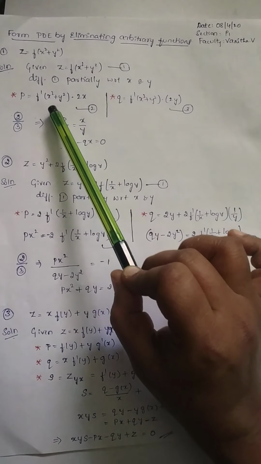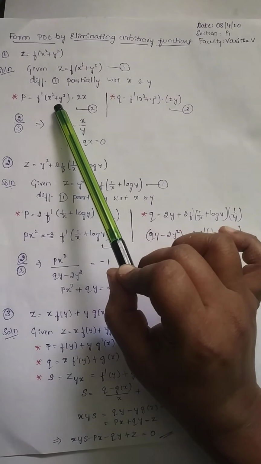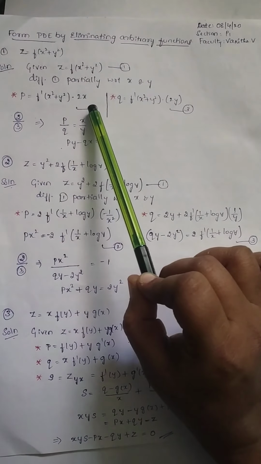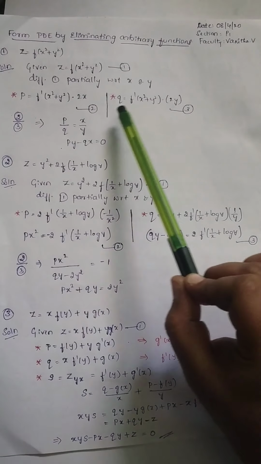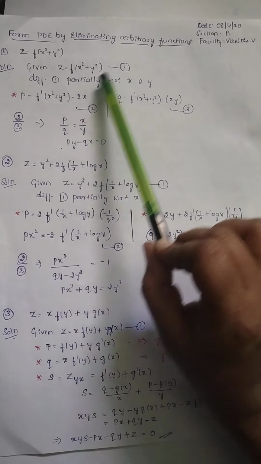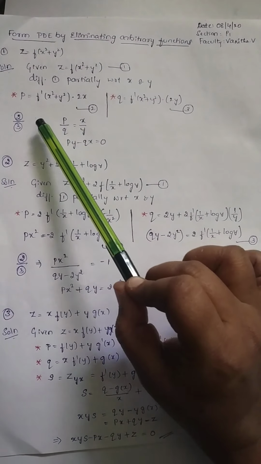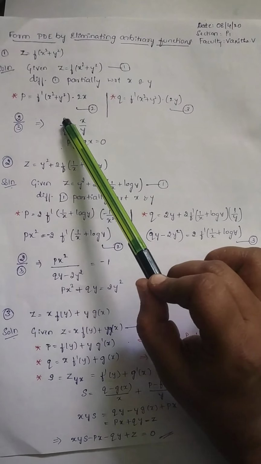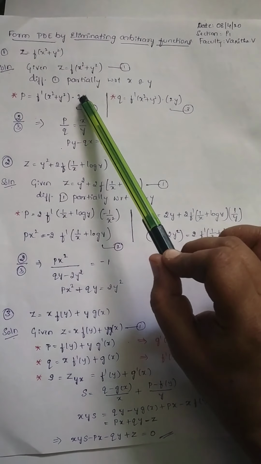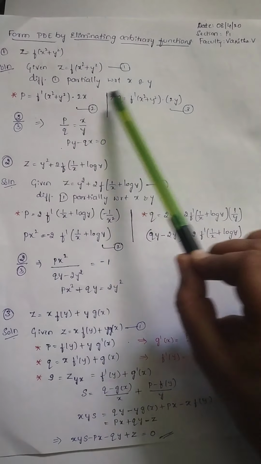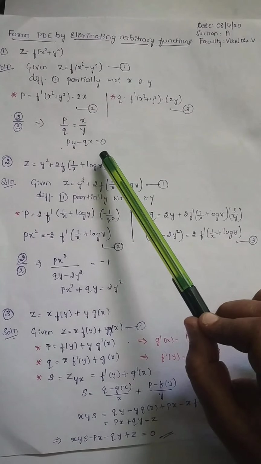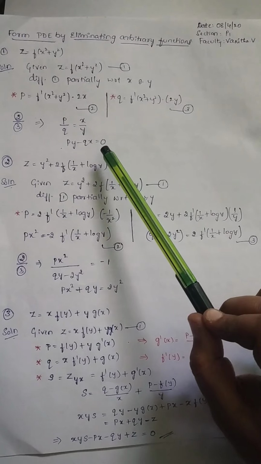And now you are observing f is present in the RHS in both equations 2 and 3. So easily you can divide 2 by 3 to cancel this f, that is the arbitrary function. So when you take 2 divided by 3, you will get p by q is equal to, after cancelling f dash, 2x divided by 2y, and on cancelling 2 you will get x divided by y. So on cross multiplication you will get py minus qx equal to 0.